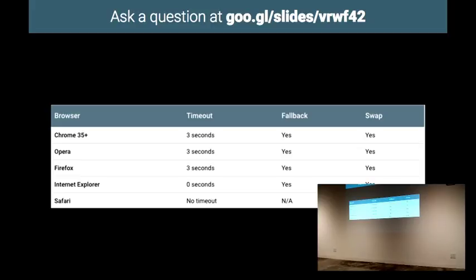Internet Explorer has 0 timeout, meaning that it will show the fallback immediately and then have an infinite fallback period, meaning that it will show the fallback and at the same time try and download the font you actually want. And if it ever comes in, it'll swap it out. So you're way more likely to get flash of unstyled content there. Safari just does its best. God bless it, it's trying. There's no timeout, and everything else is not applicable because there's no timeout.